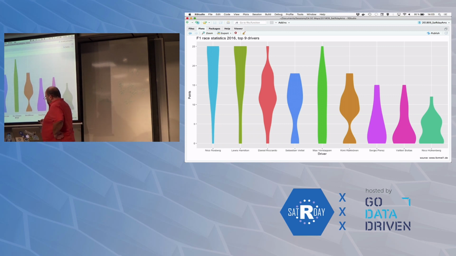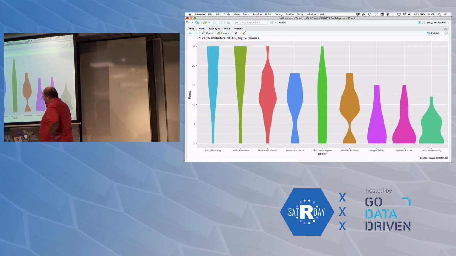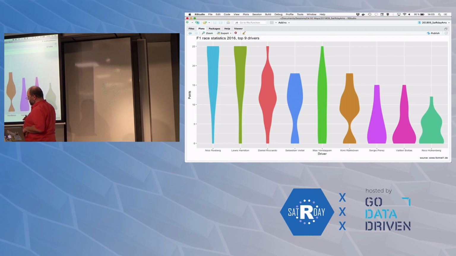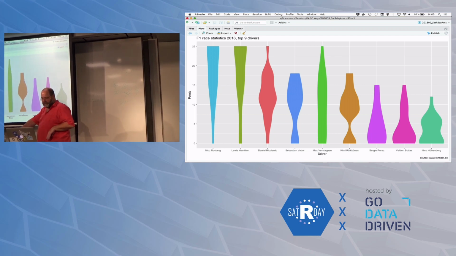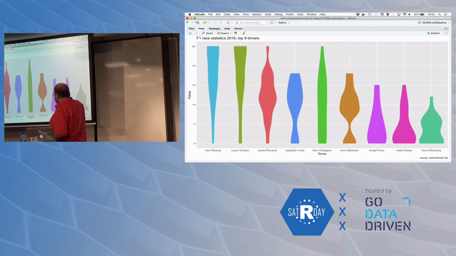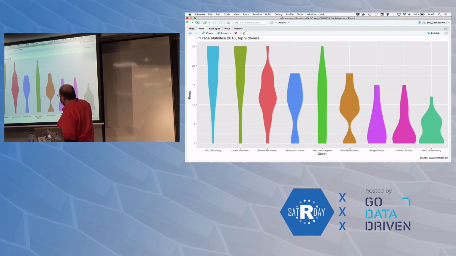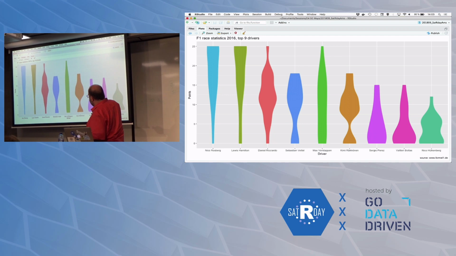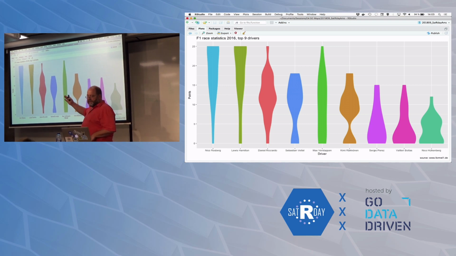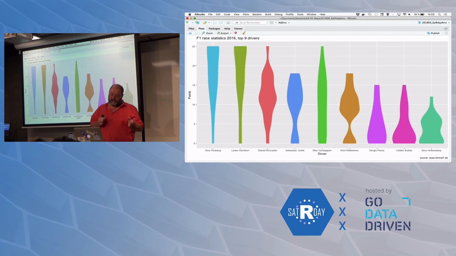But if you look at the Rosberg and Hamilton thing, you see down here at the lower end, Hamilton's violin is a bit wider than Rosberg's. That means he has more of the low point results. And at the top, like here you can see it, that one is wider than that one, which means Rosberg scored more of the top point results. Because in the end, that makes the difference that Rosberg wins and Hamilton doesn't.